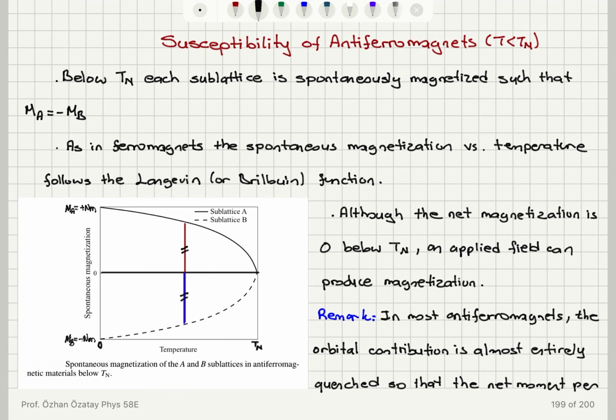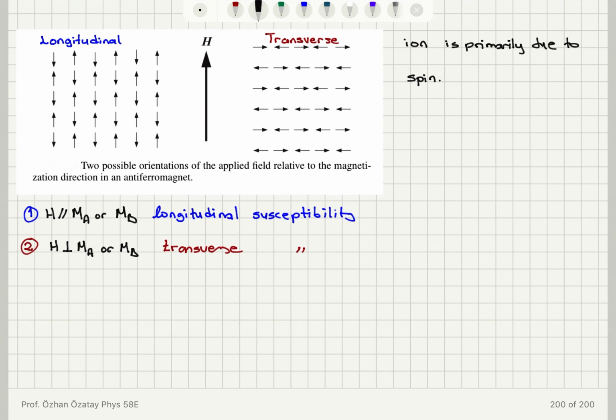And this magnetization that we observe in the sublattices in most antiferromagnets is due to spin, since the orbital contribution is quenched. And when we talk about susceptibility in antiferromagnets, we have to discuss two limits. One, where the magnetic field is applied parallel to the sublattice magnetizations, longitudinal susceptibility, and two, where the magnetic field is applied perpendicular to the sublattice magnetizations, transverse susceptibility.